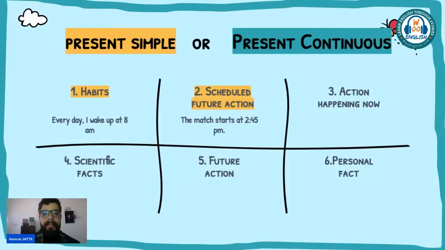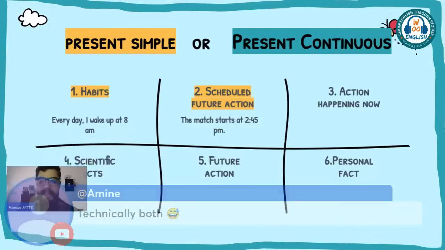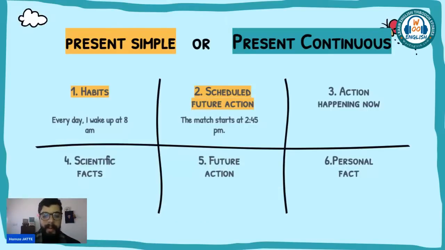For actions that are happening at this moment as I speak, do I use the present simple or the present continuous? Is it we learn English right now or we are learning English right now? Which one? Technically, both. Are you sure? I mean, we learn English. We learn English right now.